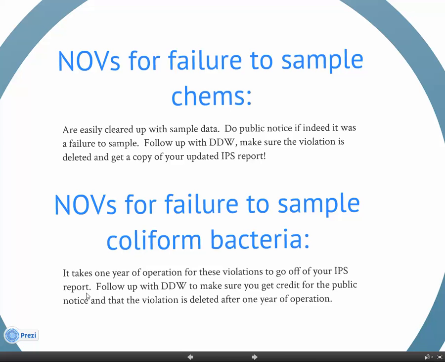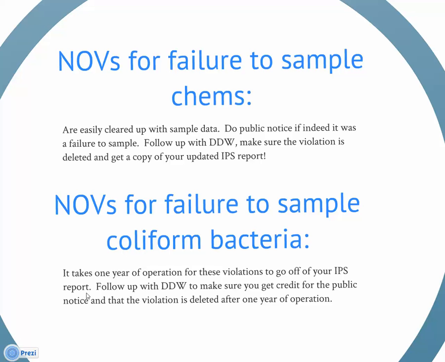For a system that's only operational for 3 months out of the year, it's going to take that system 12 months of operation, which for them is not 4 months, but 4 years, because 12 months of operation is going to take 4 calendar years to add up: 3 months plus 3 months plus 3 months plus 3 months will equal 12 months.